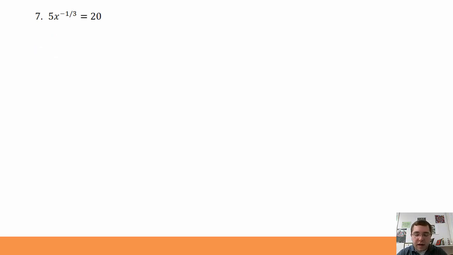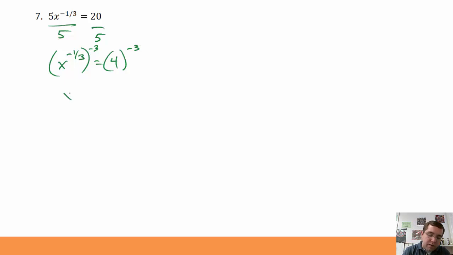Well, before I raise both sides to the negative 3 power in order to cancel out my power, I need to get the 5 on the other side, so that I just have what is raised to the exponent by itself. X to the negative 1/3 needs to be by itself with 20 divided by 5, or 4, on the right-hand side. Now, I can take both sides and raise it to the negative 3 power, the reciprocal of the power I've got. That way I'll have x to the first power, because negative 1/3 times negative 3 is positive 1, equals 4 to the negative 3rd, which is 1 over 4 to the positive 3rd.